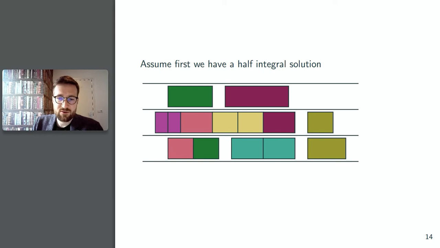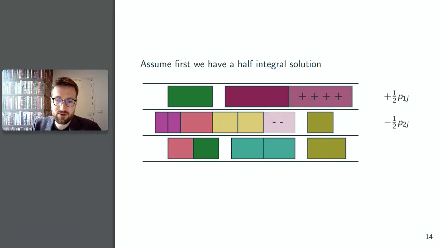The reason, if you wonder why the boxes have different sizes on the different machines, is simply because we are under unrelated settings, so the processing times are not the same. So this means even scheduling 50% of the job on machine 1 might be very different from scheduling 50% on machine 2.